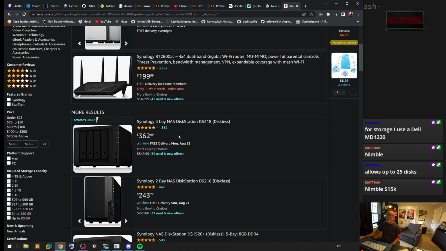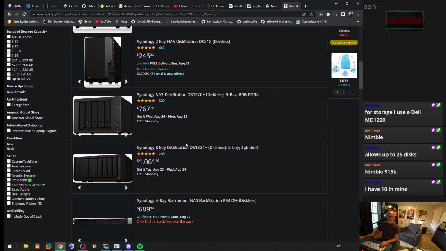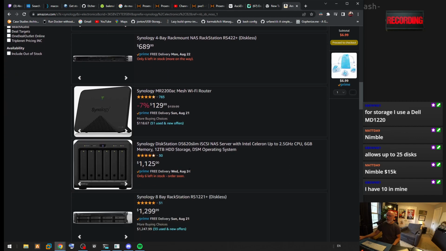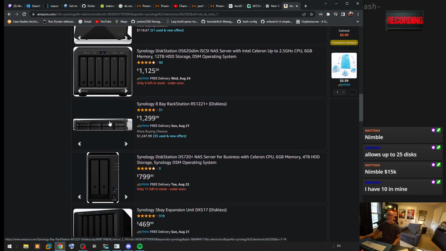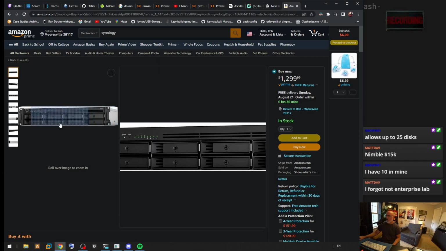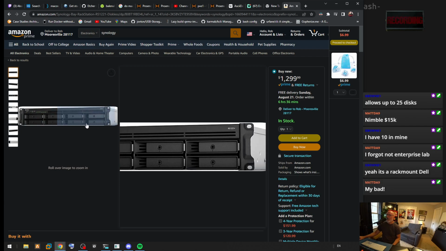The Nimble 15K, I'm not buying that. No. You have 10 in yours? The Dell MD1220. Dell makes good stuff, though. Everyone keeps raving about the Synology. So I probably want to buy something that will fit in the rack, even if I don't have a rack. Izzy, what ones do you have? What's your disk storage device? I saw that you had one too. Well, I mean, it's okay for it to be an enterprise.